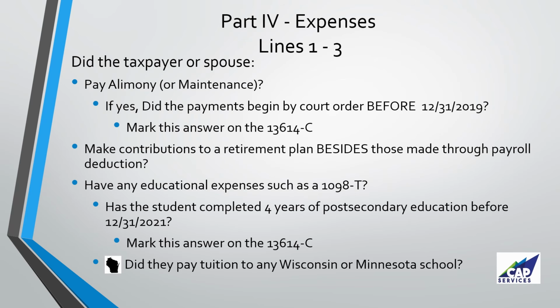Part 4, expenses, lines 1 to 3. Did the taxpayer or spouse pay alimony, or as we call it in Wisconsin, maintenance? If yes, did the payments begin by court order before December 31st of 2019? Please mark that answer on the Form 13614C. We will need documentation of how much they paid either way.